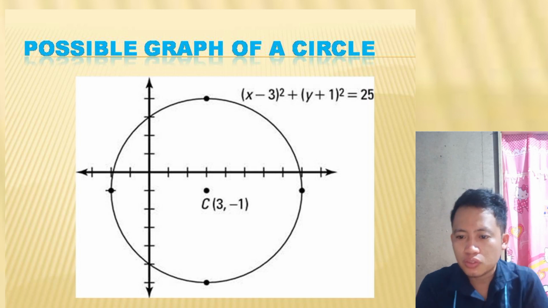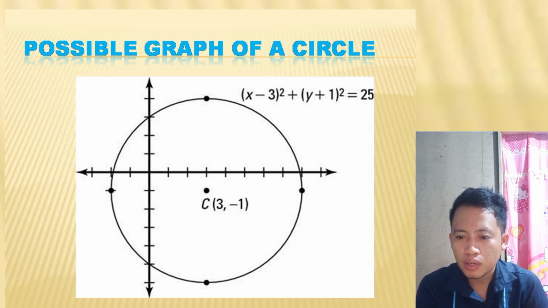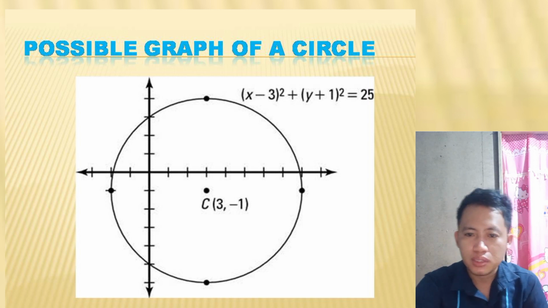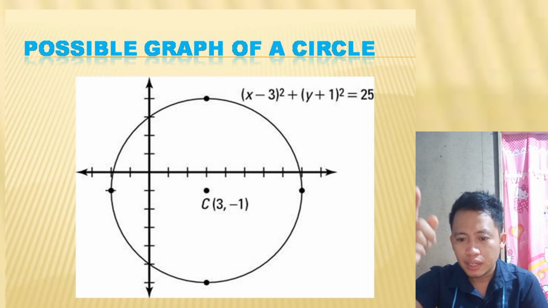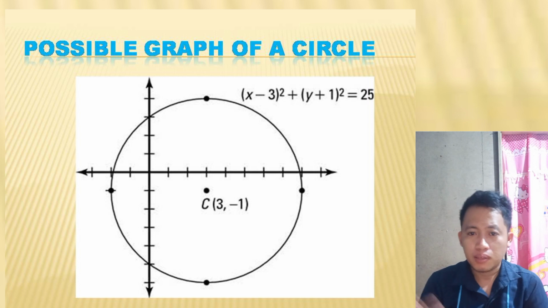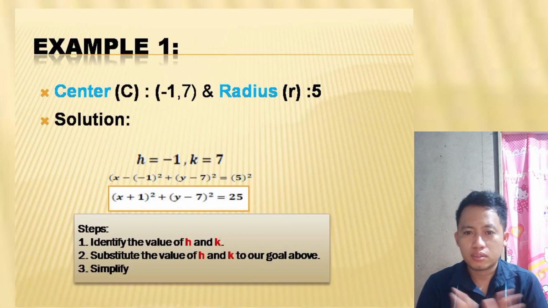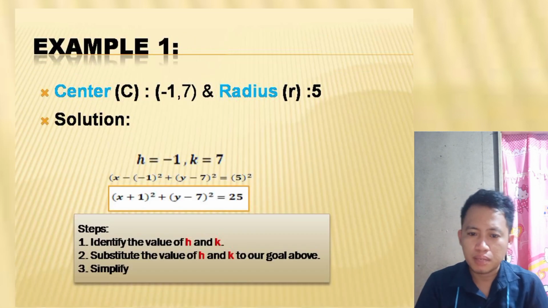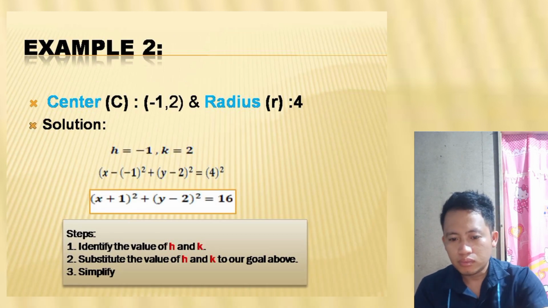Then since r squared is 25, what is the radius? What is the square root of 25? So we have 5. That's why from the center we actually move 5 to the right, 5 to the left, as well as upward and downward. But I will make a separate video on how to graph it properly. For today's video, I will give you examples about center-radius form, and I will convert it to standard form.